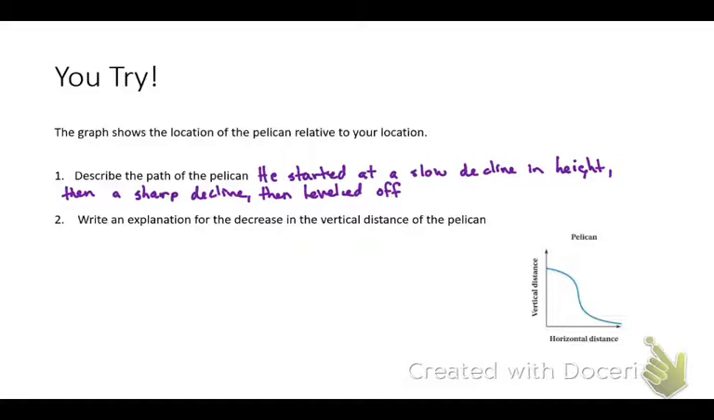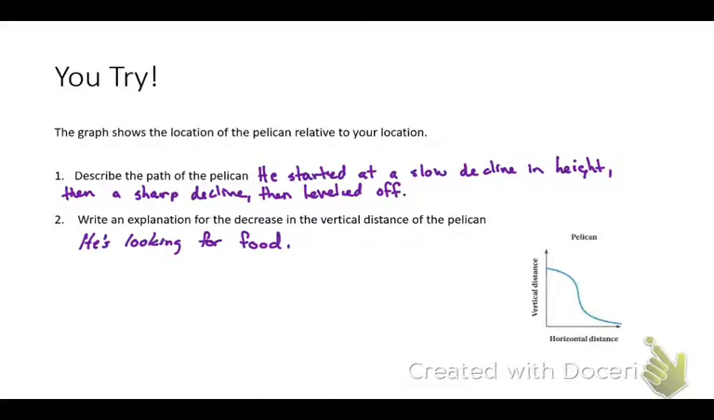But does your pattern describe a decline, okay? Because his vertical distance declined and then it started to level off. That's all you have to say. That's it. My explanation was he was looking for food. Your explanation could have been he was landing, or he ran into something. Whatever. How are we doing on this?